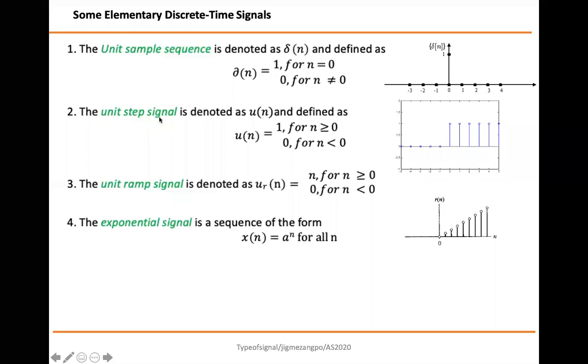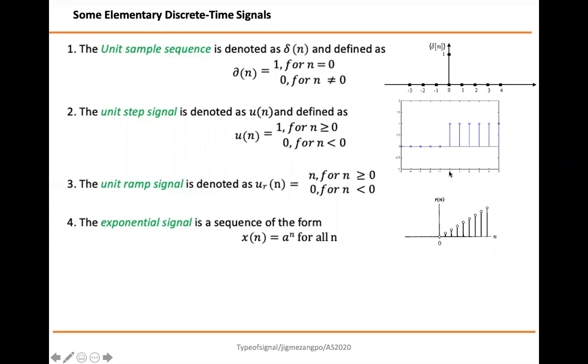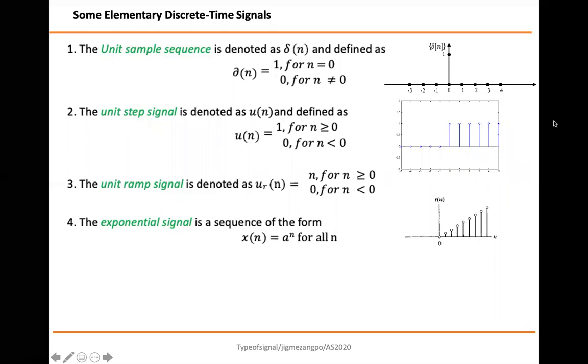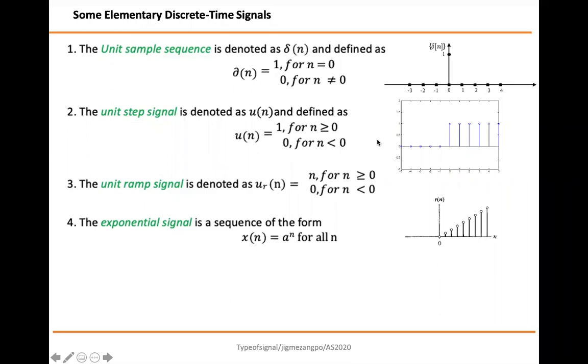And you have a unit step signal, which is denoted by u of n and defined as 1 for n greater than or equal to 0, and 0 for n less than 0. So 0, 1, 2, 3, 4, it will go to infinity. The signal starts from 0 and goes to positive infinity. Below 0 there will be no signal for the unit step signal.